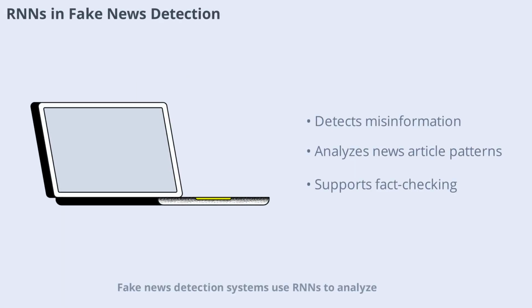Fake news detection systems use RNNs to analyze the sequence and context of words in news articles, identifying patterns that may indicate misinformation. By considering the structure and flow of the text, RNNs can help flag suspicious content and support efforts to combat the spread of false information.